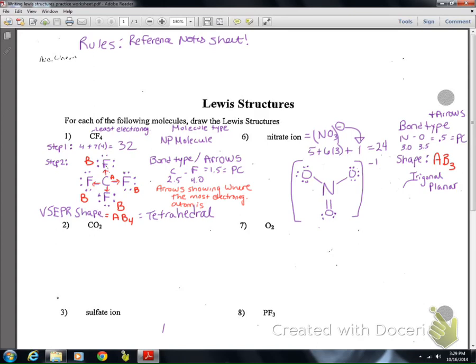Thank you for coming ready with those two examples done, and we will work on more examples on this sheet in class.